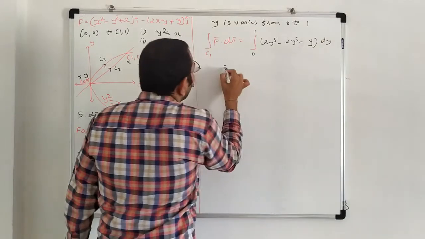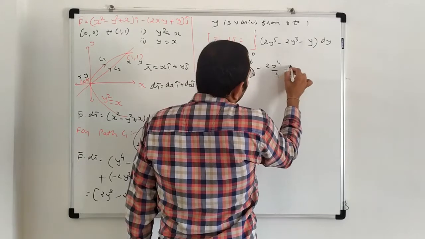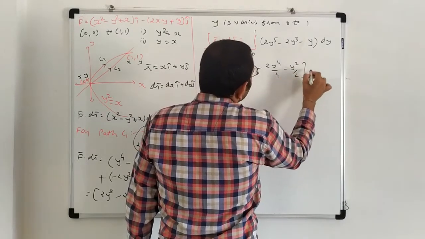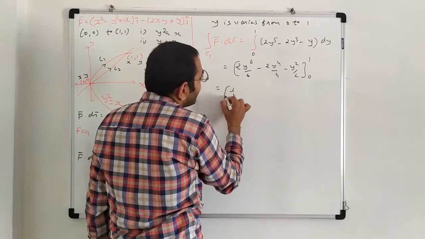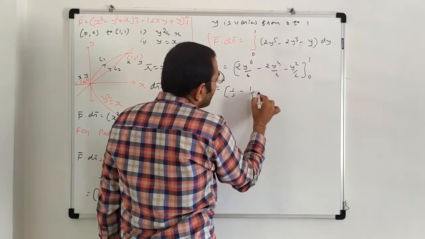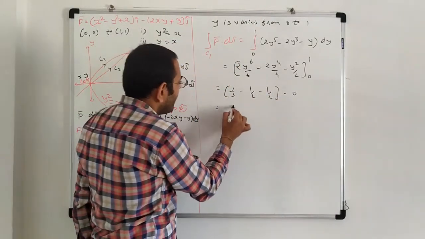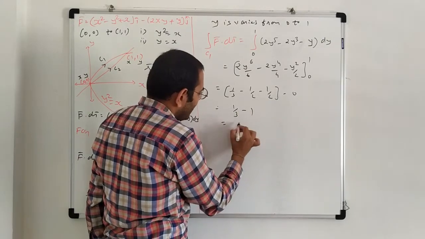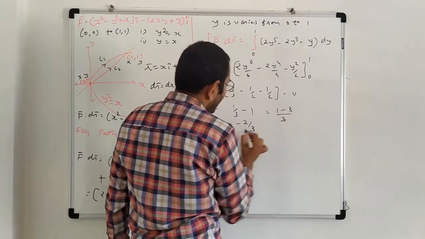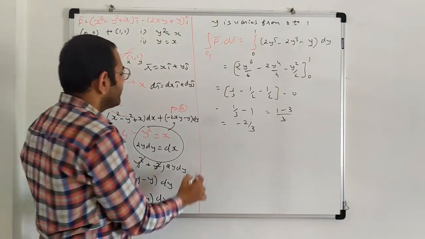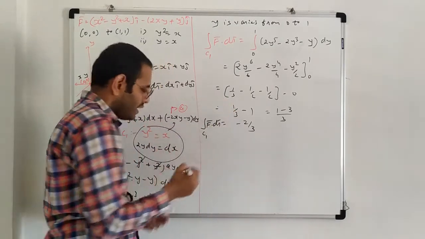Then the integral gives 2y raised to 6 by 6 minus 2y raised to 4 by 4 minus y square by 2, from 0 to 1. Upper limit minus lower limit: 2 times 1 by 6 gives 1 by 3, then 2 times 1 by 4 gives 1 by 2, minus 1 by 2 minus 0. Then 1 by 3 minus 1 is minus 2 by 3. That is our integral over C1 of F bar dr.